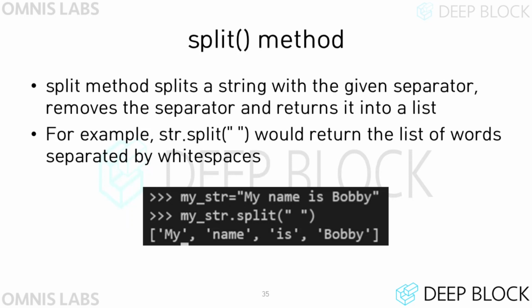The string.split method splits the string by the separator given in the argument and returns the split substrings as a list. For example, if myString is the string "My name is Bobby", myString.split(" ") will split the string based on the space character. Then, these space-separated strings are returned as a list.